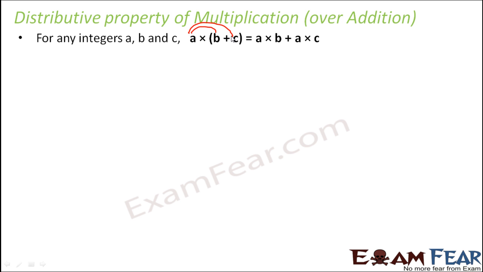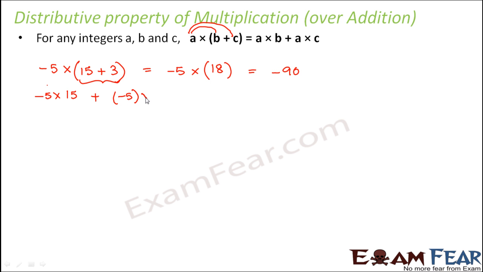So for this also let us take examples and prove if this holds true. So let us take this example, minus 5 multiplied by (15 plus 3). Now there is one simple way that without following this property, you just first add these two, which is 18, and then you multiply minus 5 and 18, so you get minus 90. The other way is to follow this property, that is you write minus 5 into 15 plus minus 5 into 3. So you get minus 75 minus 15, which is again equal to minus 90. So both of these are equal.